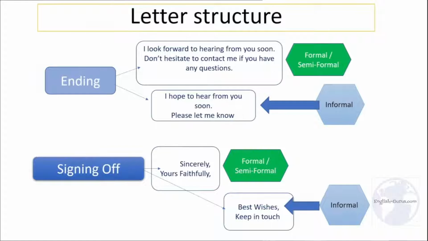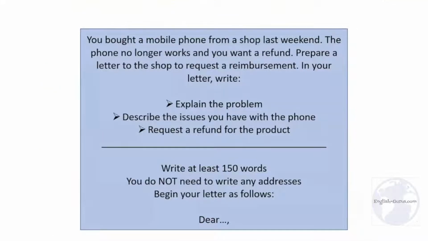Let's look now at an example. From IELTS General Writing Task 1: you bought a mobile phone from a shop last weekend. The phone no longer works and you want a refund. Prepare a letter to the shop to request a reimbursement. In your letter, explain the problem, describe the issues you have with the phone, and request a refund for the product. In IELTS General Writing Task 1, it's important that you don't put an address. It's not necessary, but you do need to write a minimum of 150 words.